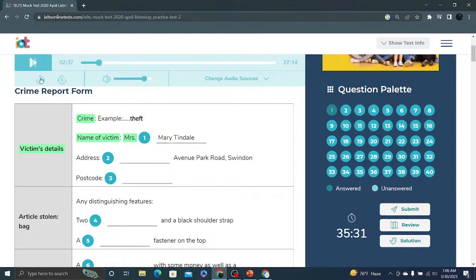Could you give me your first name and surname, please? Yes, it's Mary Tyndale. Could you spell your surname, please? Yes, it's T-I, that's I, not Y, N-D-A-L-E. Sorry, I didn't quite catch that.